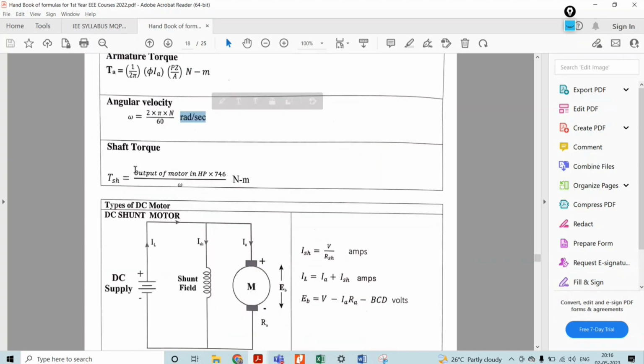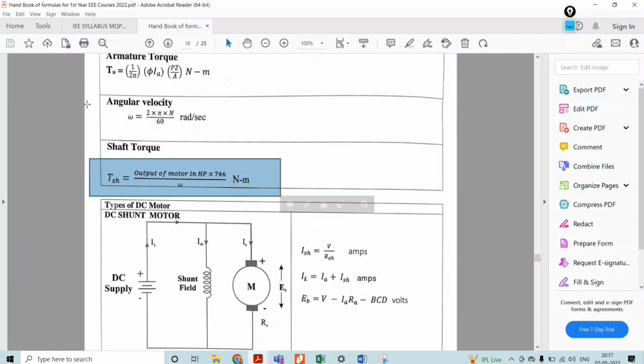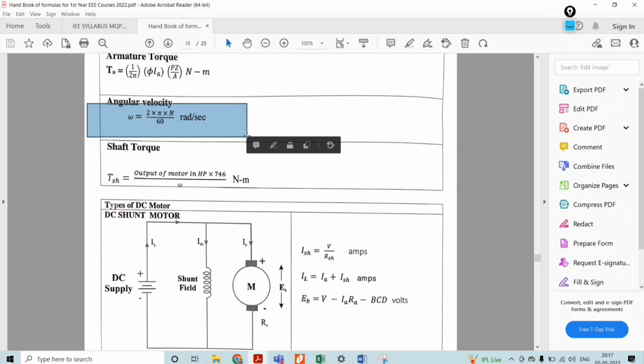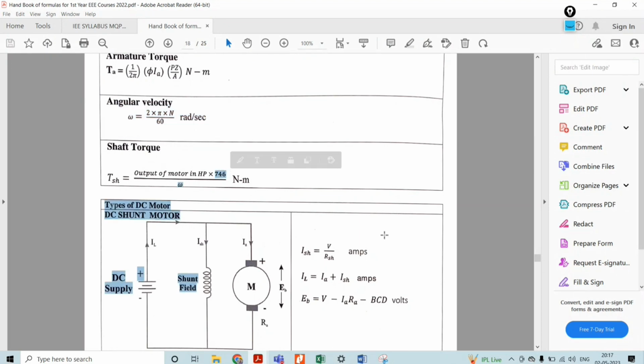Then shaft torque is the total power in terms of HP multiplied by 746 divided by omega. Then you will get the shaft torque. To evaluate the shaft torque, you have to evaluate the angular velocity. Keep this in mind. Why this 746? Because 1 HP is equal to 746 watt. Because of that reason, we are multiplying by 746.